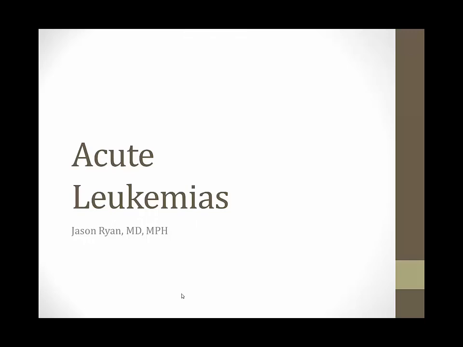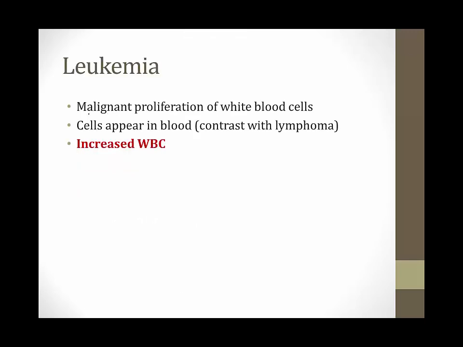Hi everybody, and welcome to our module on acute leukemias. Leukemias are caused by a malignant proliferation of white blood cells, and the hallmark of a leukemia is that an increased number of white cells appear in the blood. That's why it's called a leukemia.